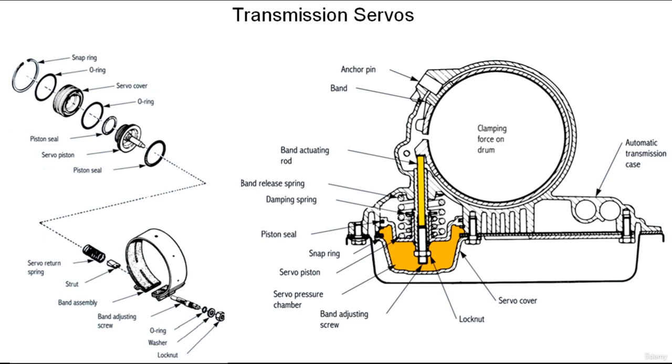When the compound servo is applied, fluid pressure flows through the hollow piston push rod to the apply side of the servo piston. The piston compresses the servo coil spring and forces the push rod to move one end of the band toward the adjusting screw and anchor. The band tightens around the rotating drum and brings it to a stop. Fluid pressure is applied to the release side of the servo piston when the band is to be released.